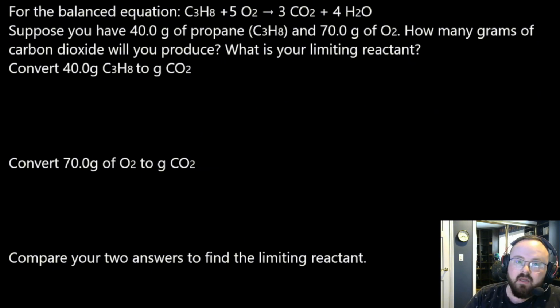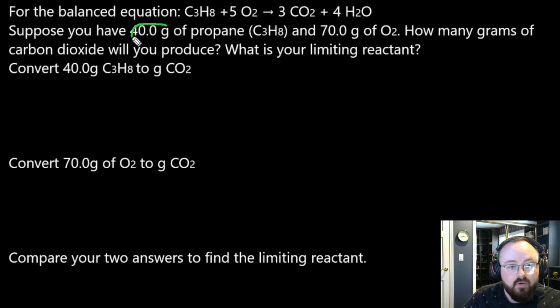Let's get into this. This problem right here represents kind of the core type of question that we're going to see in stoichiometry, where we have two different reactants and we're trying to figure out what mass of my product I'm going to get. You might say, well, I have 40 grams of propane, which is C3H8, and I have 70 grams of O2. How much am I going to get of my product? And you can choose any product. We're going to choose carbon dioxide for the sake of this example.